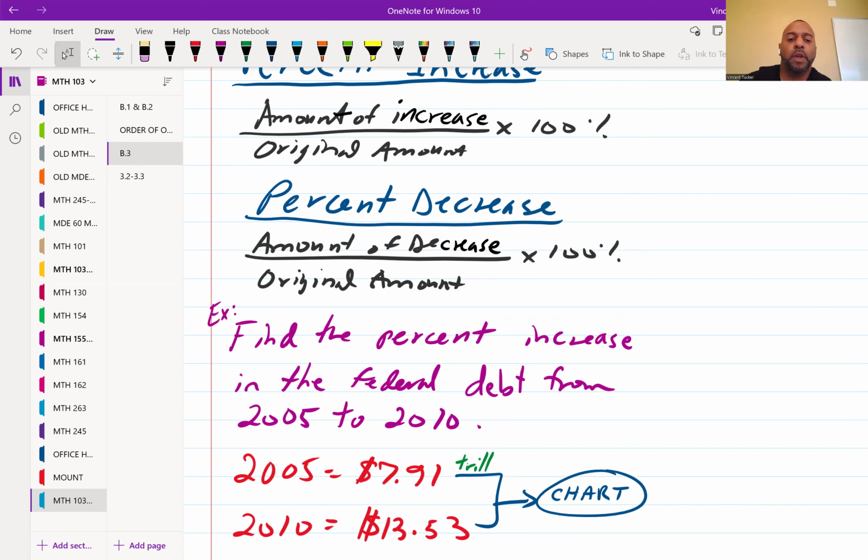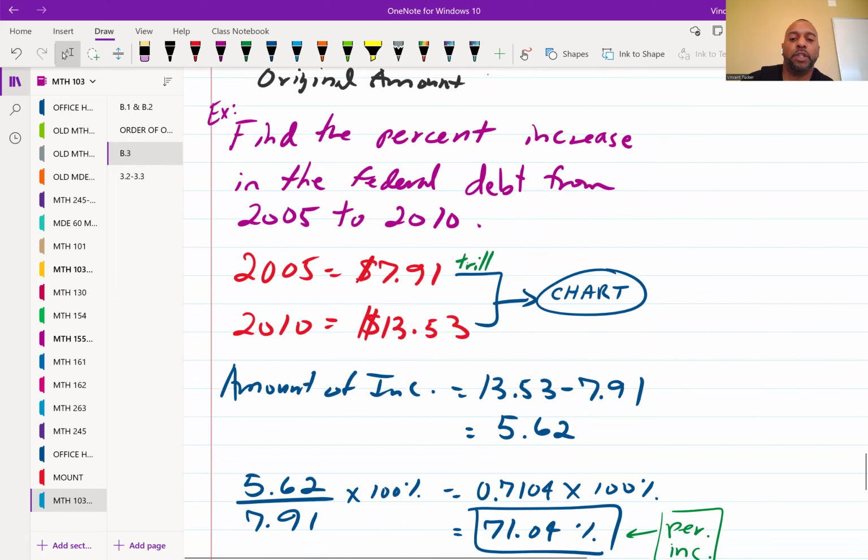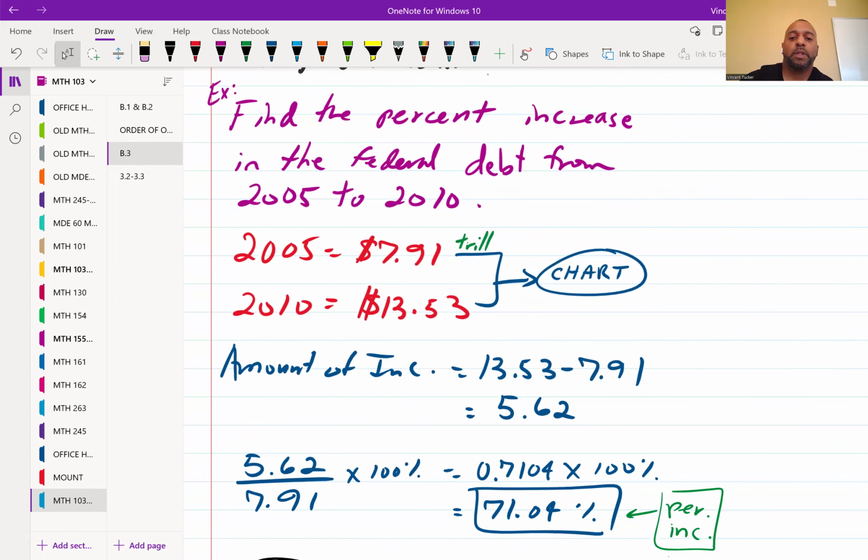So the first thing we need to do is find the amount of increase, and the way we do that is by subtracting those two numbers. So 13.53 minus 7.91 is 5.62. And now you take that 5.62 and place it over the original amount. The original amount was 7.91. So that's 5.62 divided by 7.91.